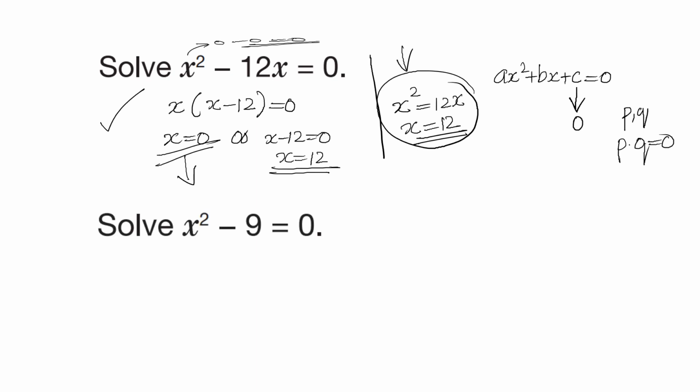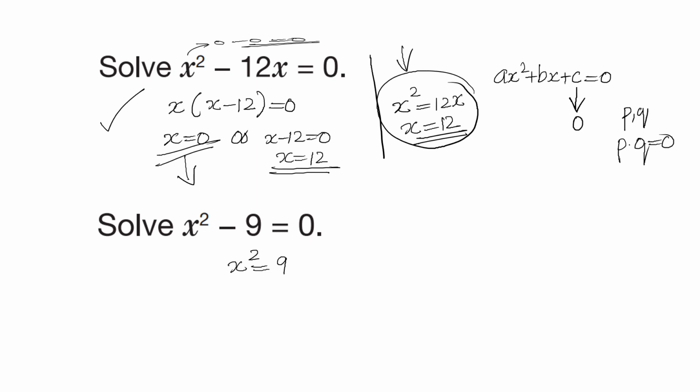Next question is x square minus 9 is equal to 0. So here the problem is that we are not having the x term. So the coefficient of x here is 0. So here we can easily do it like x square is equal to 9. Okay, so it's not an issue to take 9 to the right hand side here, because we are not taking x square or x as 0 here.